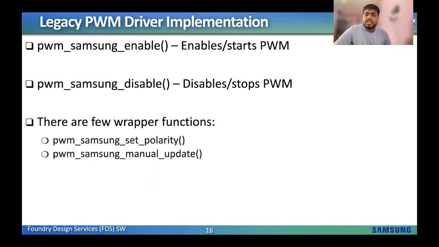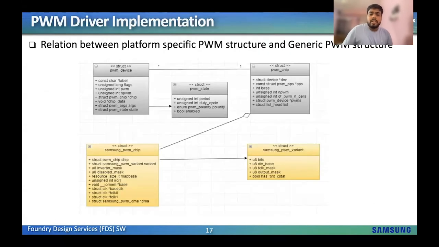To support these APIs, there are a few wrapper functions in the legacy driver implementation. These wrapper functions may be there in the generic framework also. One of those APIs is pwm_samsung_set_polarity. It will set the polarity, either in the normal state or in the inverse state. And there is another API called pwm_samsung_manual_update. It helps us to manually update the configuration or SFR of the PWM device as per our need, or at the end of one of the cycles, if we want to support the manual update in the current implementation. So we have now looked at the PWM driver implementation both ways, in the generic PWM framework and in the legacy one.